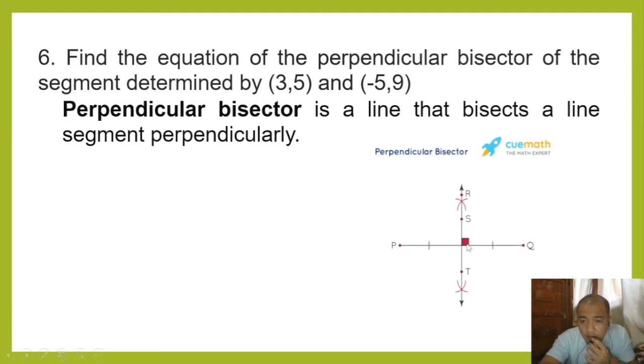Okay, this is the figure. We have here the segment PQ whose length is, let's say, 10, right? So what is the midpoint of 10? That is 5. And if we draw a line at 5 perpendicularly, that means it forms 4 right angles. That means the line RT is called the perpendicular bisector of the segment PQ.